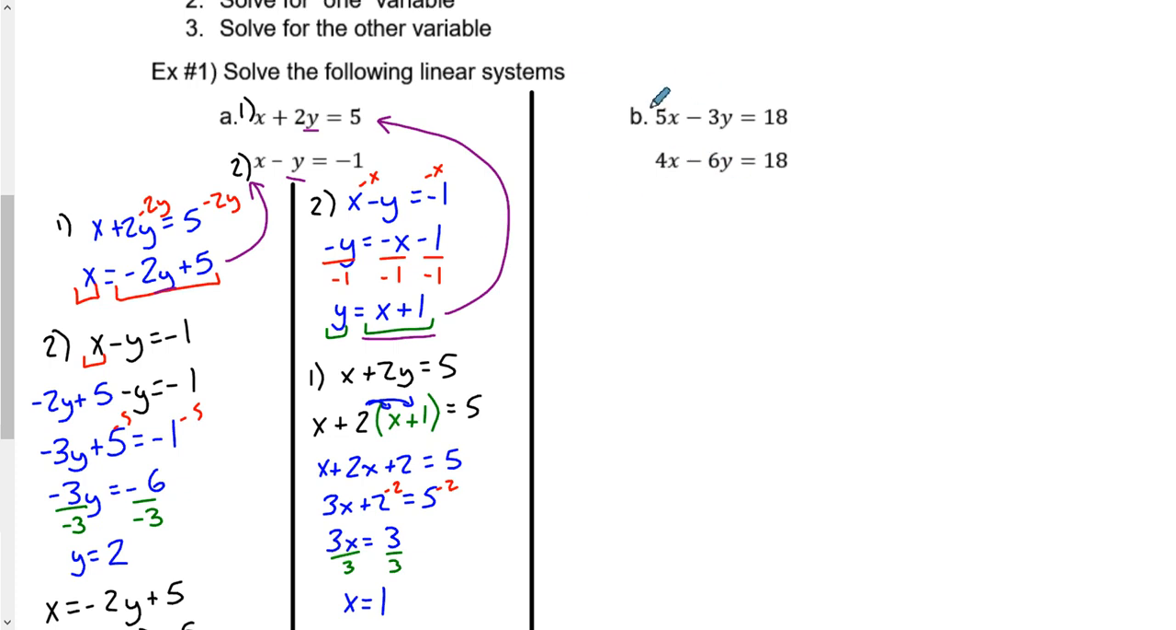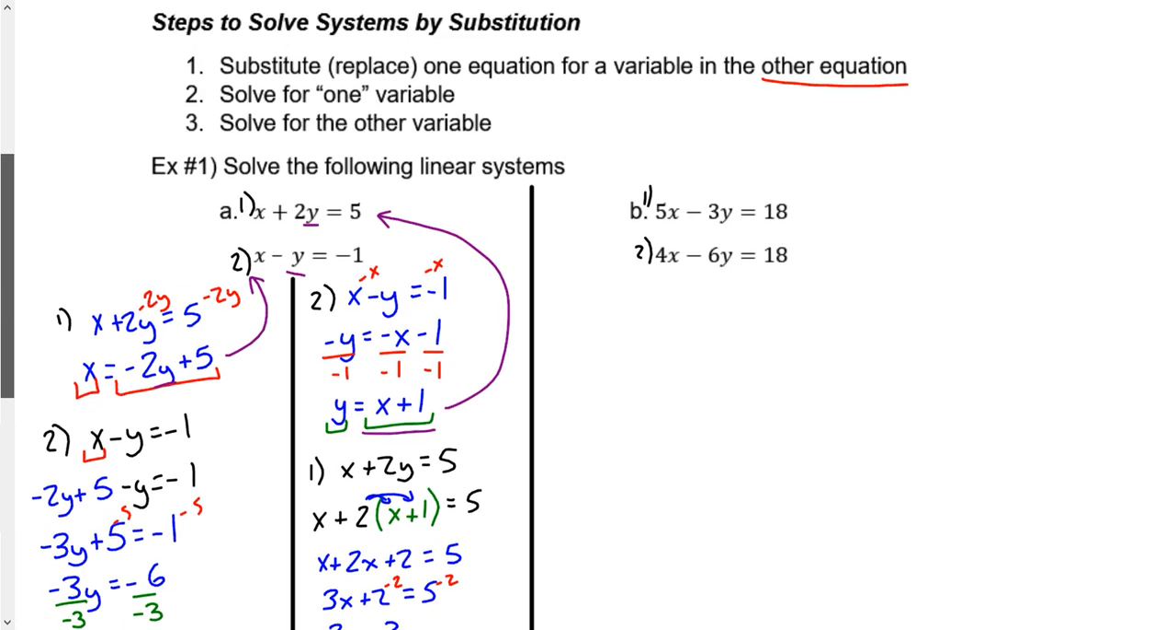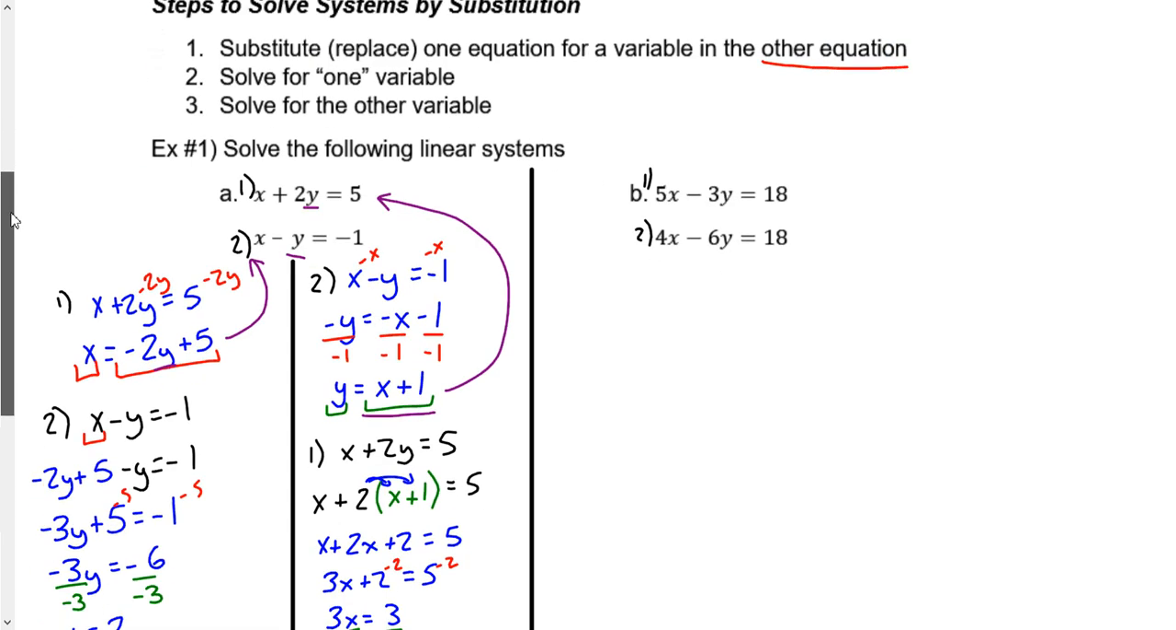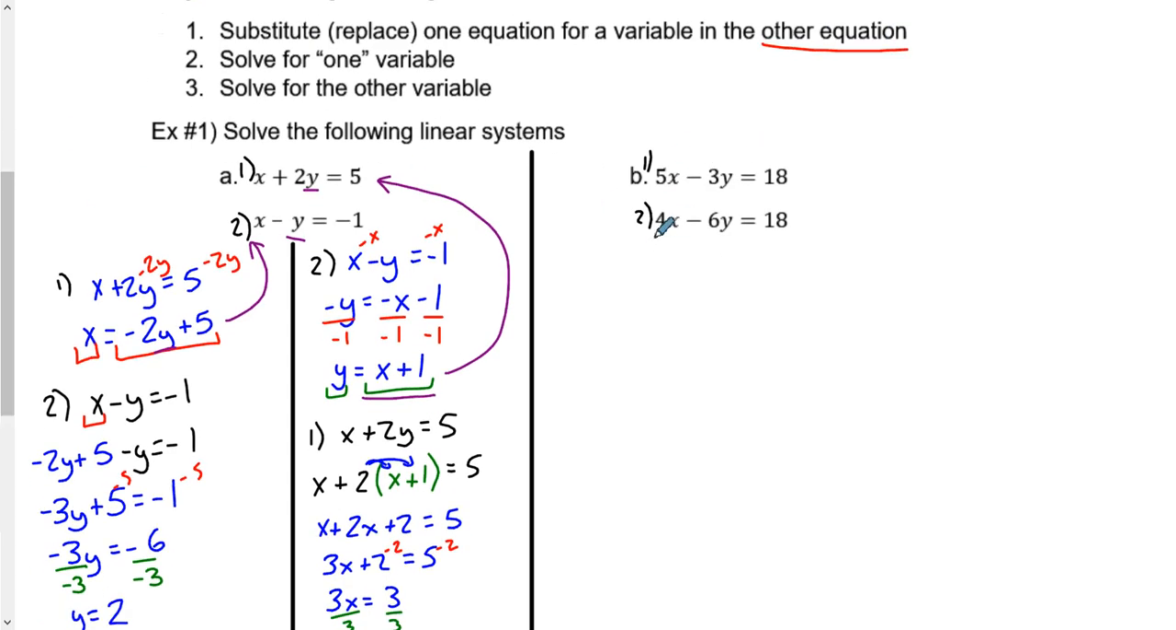So the question in B is, well, let's say we have 5x subtract 3y equals 18 and 4x minus 6y equals 18. Well, that's going to be tricky, because our entire objective first is we need to get one of our variables alone. Either of these equations, it's going to be difficult to get either the x or the y alone. You just have to go for it.